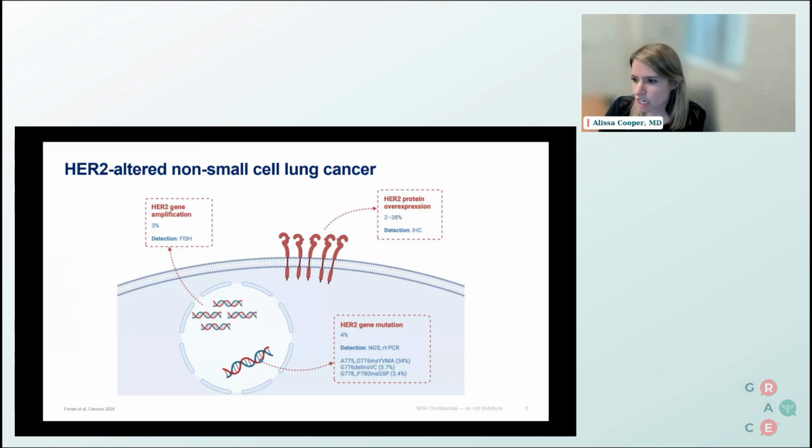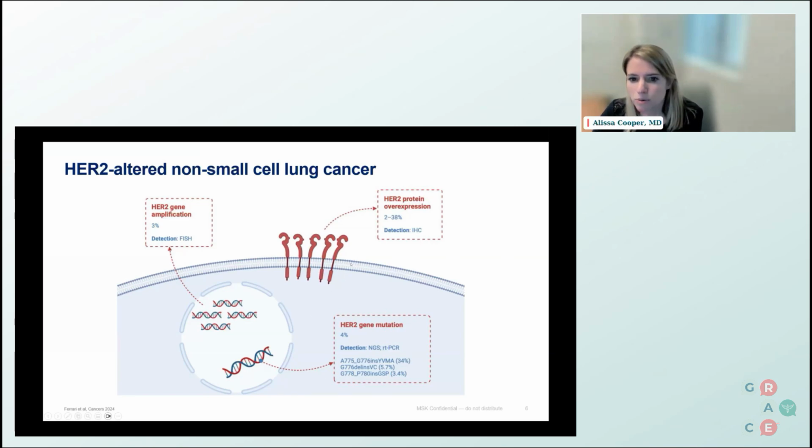HER2 is a gene that can be altered in a few different ways in lung cancer. The gene itself can be amplified, so that means there are multiple copies of the gene. The DNA can have a mistake in it, which we call a mutation. So there's a little change in what the DNA actually says, and that can cause cancer to grow.